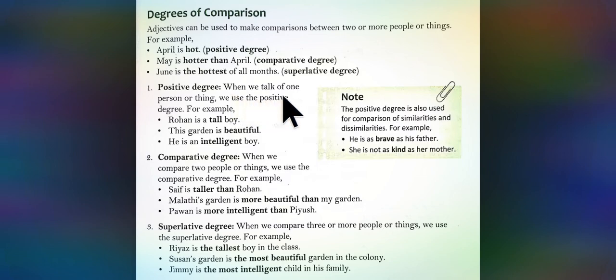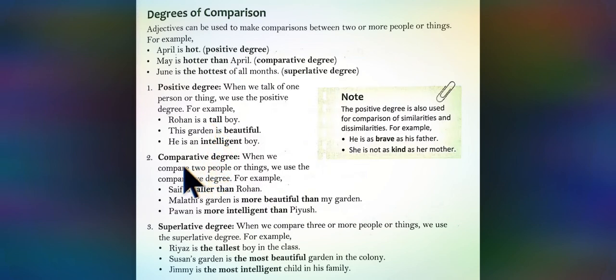So when we talk about only one person or thing, we use positive degree. For example, Rohan is a tall boy. So here we are only talking about a single person or one person. So in such case we will use positive degree. Example, Rohan is a tall boy. So here this is positive degree.